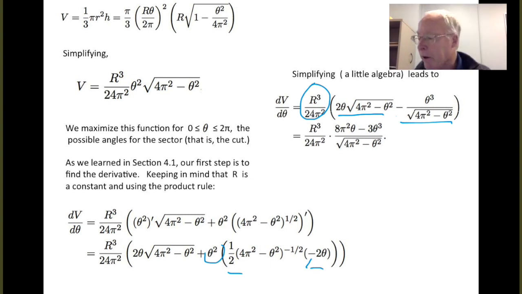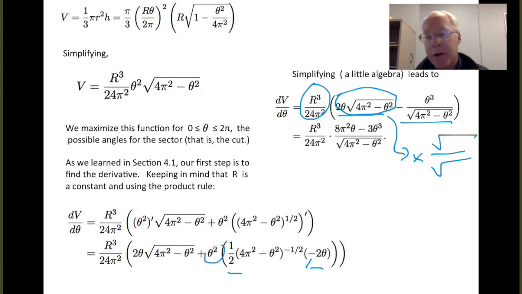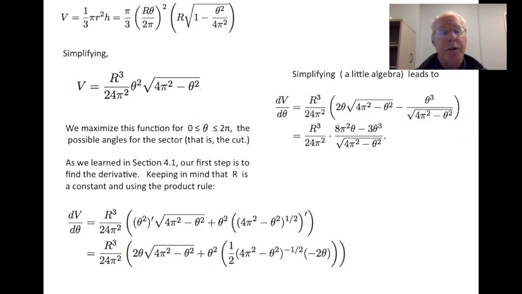Now finally, our next step, we add these two fractions by constructing a denominator of root 4 pi squared minus theta squared in the denominator. So we multiplied the top and bottom by this square root that we see right here in the denominator. And that gives us a common denominator, allows us to add the fractions. You can get out some paper and test this, but this whole expression simplifies to this. So that is a simplified form of the derivative and one we can actually work with when we go to set the derivative to 0.